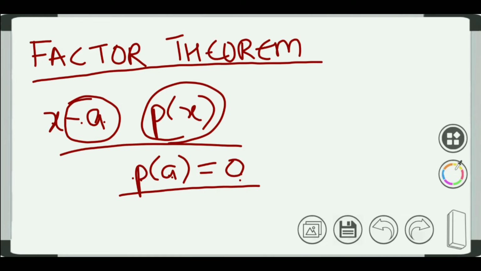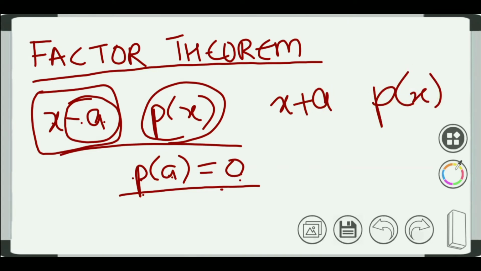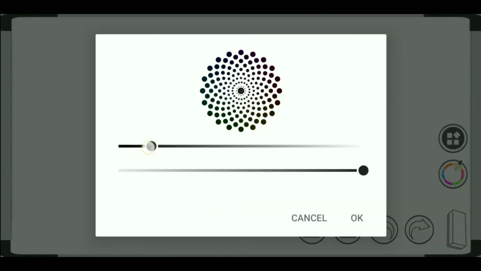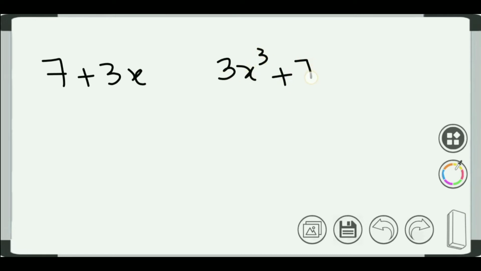If x minus a is a factor of the polynomial P of x, P of a will be equal to 0. Suppose x plus a is a factor of the polynomial P of x, then what will be equal to 0? P of minus a equal to 0. Reverse of this one. This is plus a, then here it will be minus a. This is the factor theorem. So you will be getting questions like this. Check whether 7 plus 3x is a factor of 3x cube plus 7x.